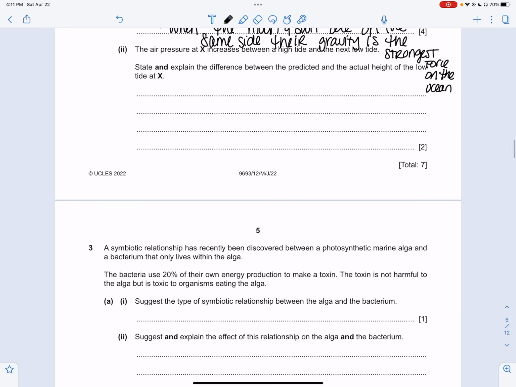Okay. Air pressure. The air pressure at X increases between a high tide and a low tide. And again, the area X really doesn't make any difference. State, so just give an answer and give a reason, explain the difference between the predicted and the actual height of the low tide. So state what you think the difference will be and give a reason for why you think that is. And that's how you can get 2 marks, from the statement being correct and then your reason being correct. The predicted would just be, we can predict this because we know lunar phases. But then the actual is going to be based on weather.